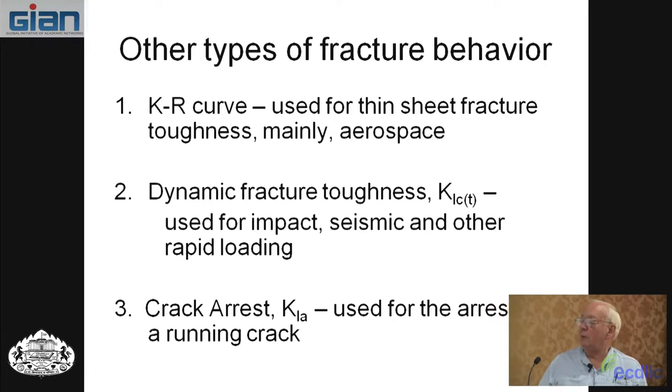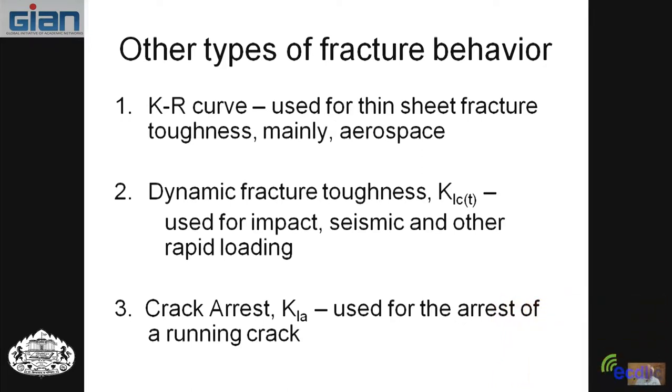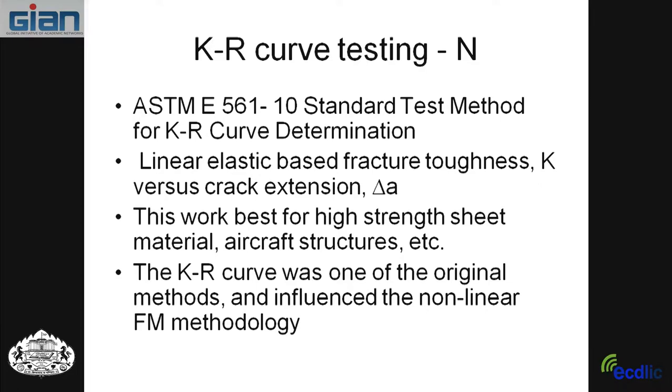Here's some other types of fracture toughness tests that people have done, and some of them are still in the standard. I'll tell you a little bit about them. KR curve testing, they use for real thin plates, and it's mostly done in the aerospace, like the thin sheets that they use on airplane structures. They did the KR curve testing, and that is then a standard. It's still in the books as far as I know. It's based on K, and it's a plot of K versus crack extension, as I showed you before. It's just K versus crack extension, real high strength sheets, and it was an old method. You can see E561 is a little bit after E399, but not too much. So that's one of them.